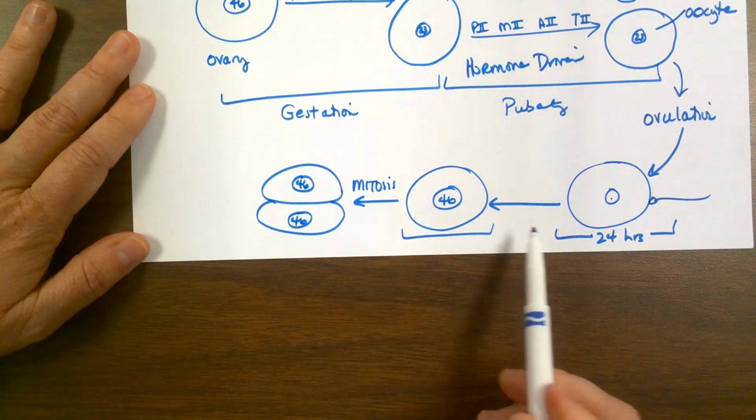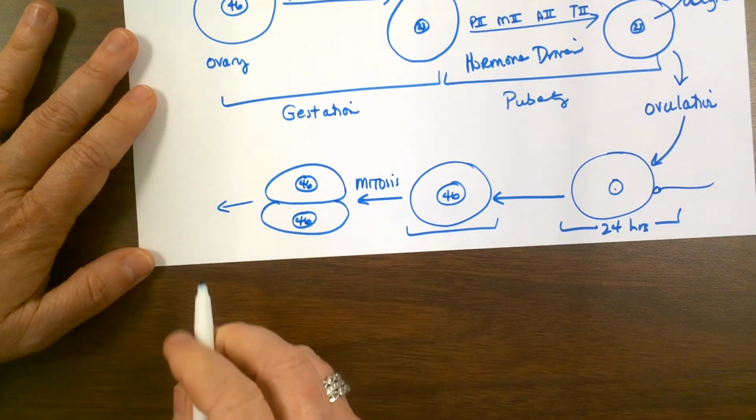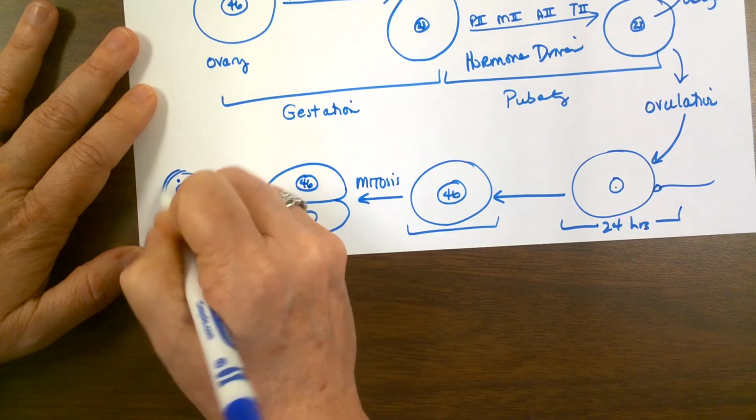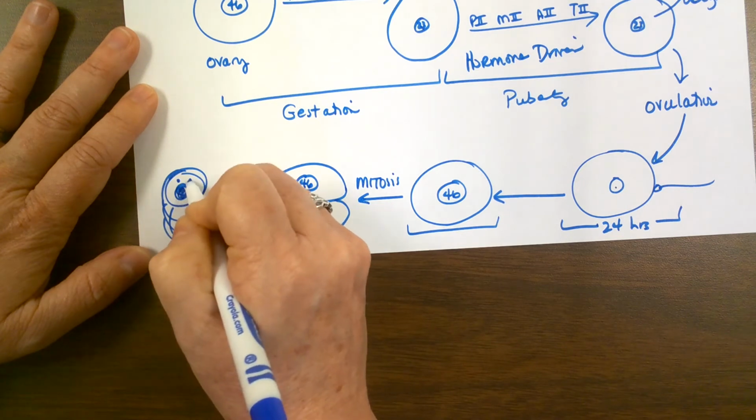Mitosis is what continues to go on and on and on to grow our cute little baby that we're going to have right here. Wrap him in a little blanket. This is our little baby with his little passy. We'll let him go to sleep.